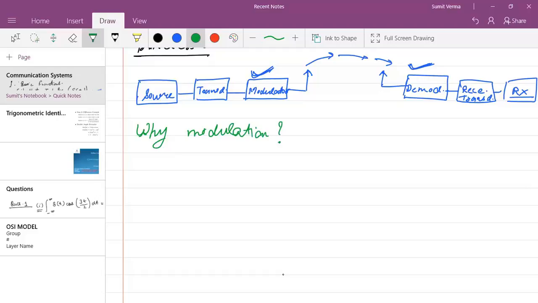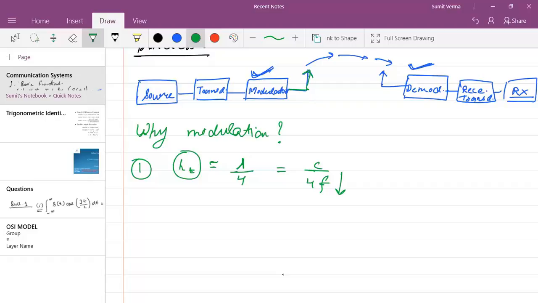First of all, we have to transmit this signal through an antenna, and we know that antenna height is dependent on the frequency or the wavelength of the signal we are going to transmit. It is approximately lambda by 4. If I want to write it in frequency terms, I will write it as c by f. So if you see, the lower the frequency you are trying to transmit, the larger the antenna height you require.